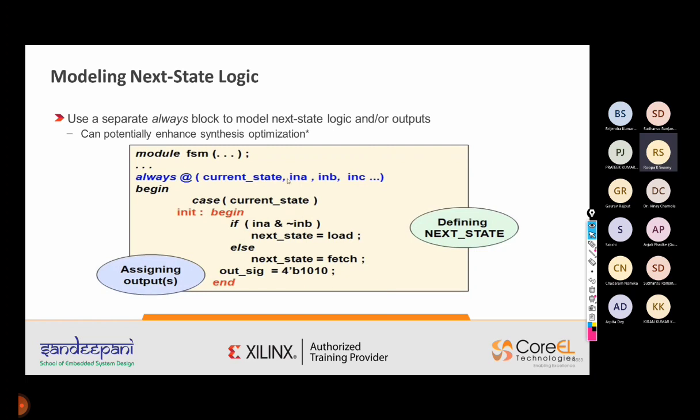So next state I already discussed. As I mentioned, having a separate always block to model next state and output will always allow better optimization by a synthesis tool. So the synthesis tool can do better optimization in this scenario.